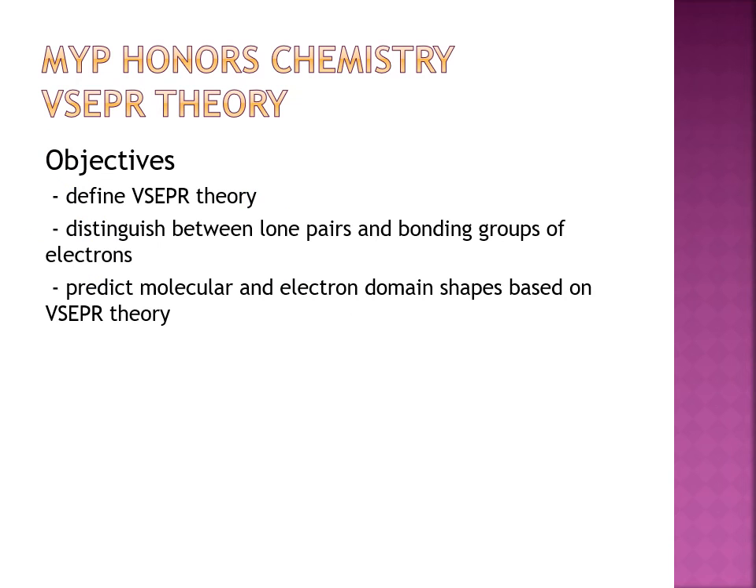We did it. We defined VSEPR theory, valence shell electron pair repulsion. We distinguish between those lone pairs of electrons and the bonding groups of electrons on the central atom. We always only care about that central atom. And then we used those lone pairs and bonding groups to predict molecular shapes and electron domain shapes based on VSEPR theory.